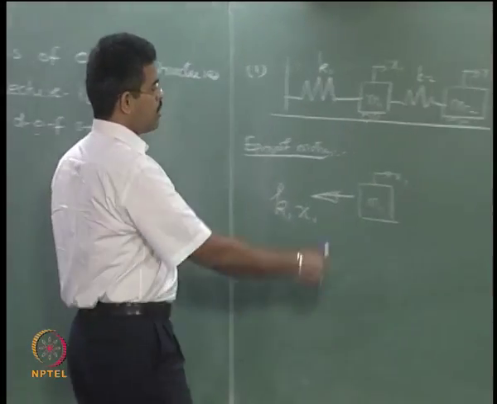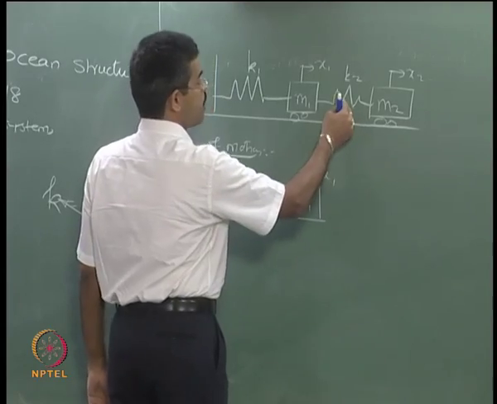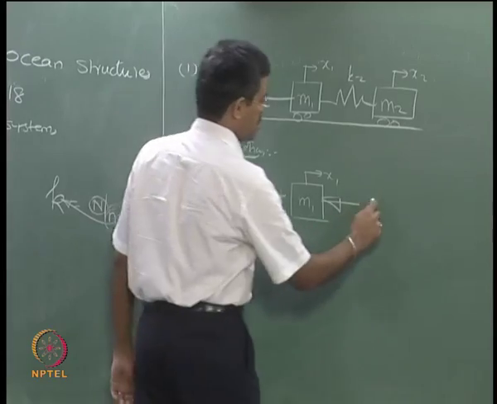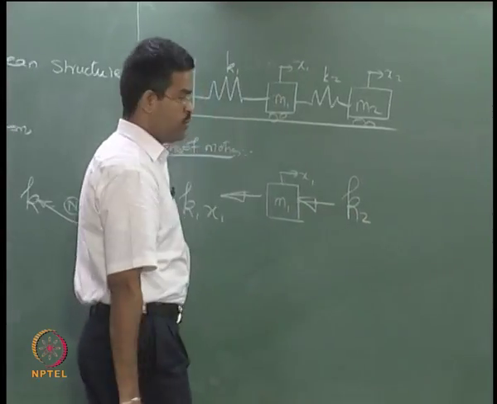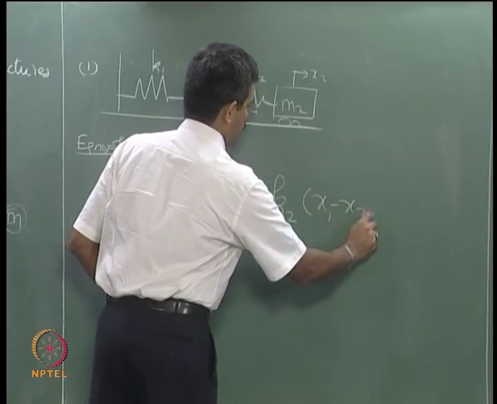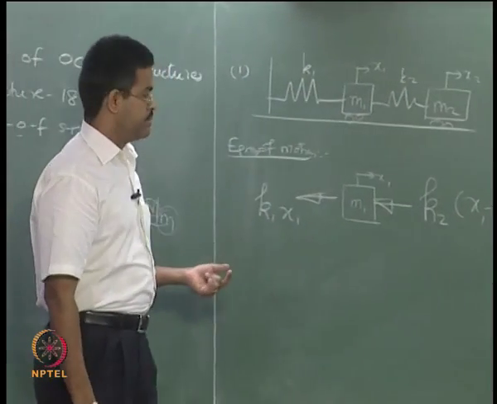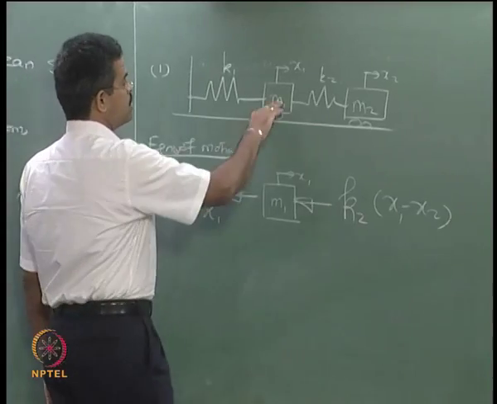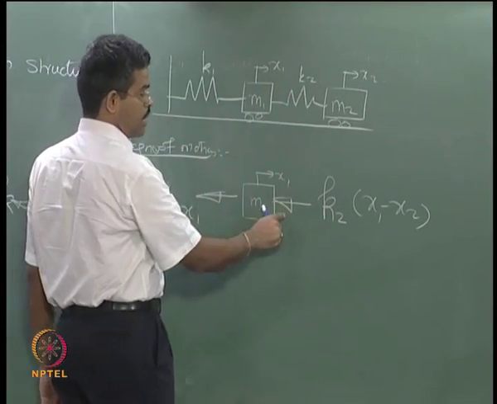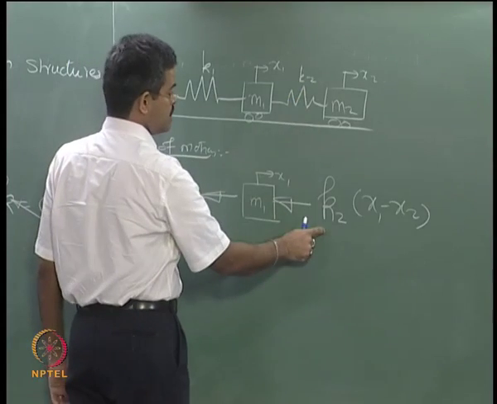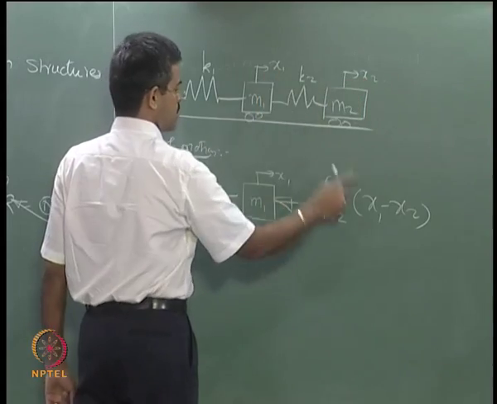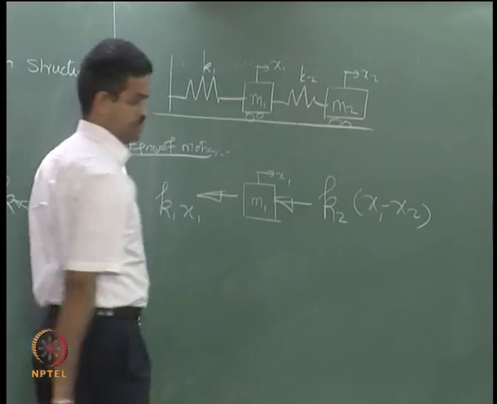When I try to move the mass towards right, this spring will oppose, and let me mark that force in the opposite direction, and this force will be K2 of, simply say, x1 minus x2. So it is an easy way of remembering. When the mass moves towards right, this spring will push the mass M1 back. So I put the arrow direction, take this stiffness, and this is connected between two relative displacements. Take this as first and this as second.